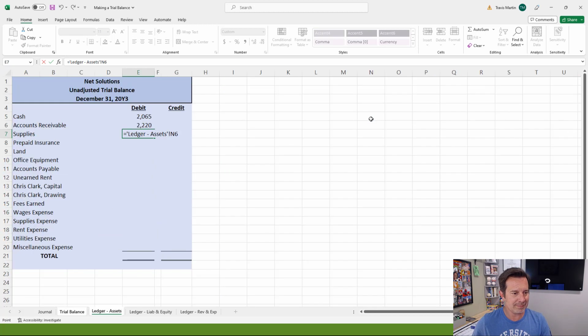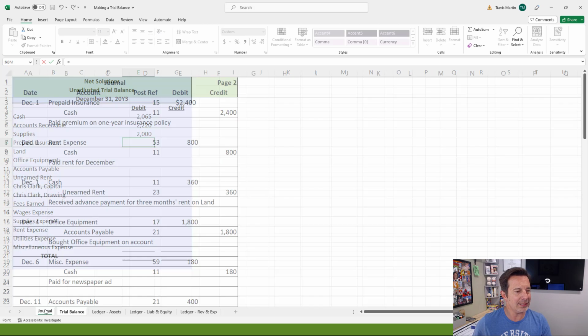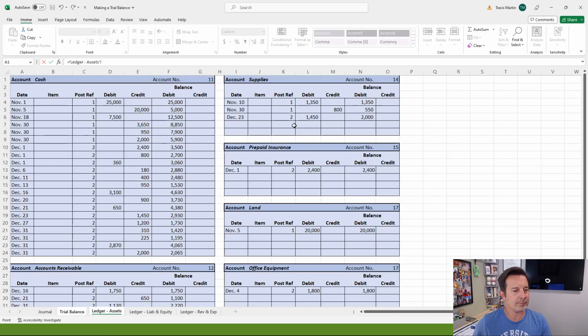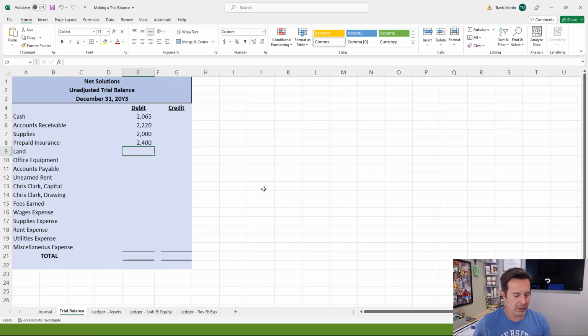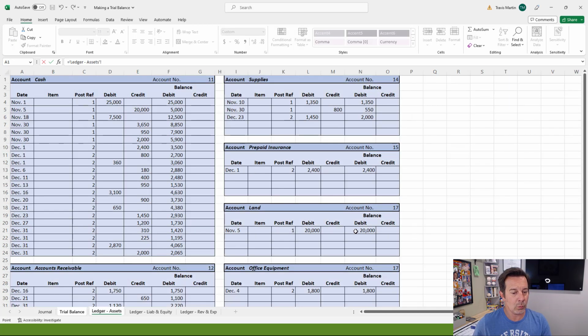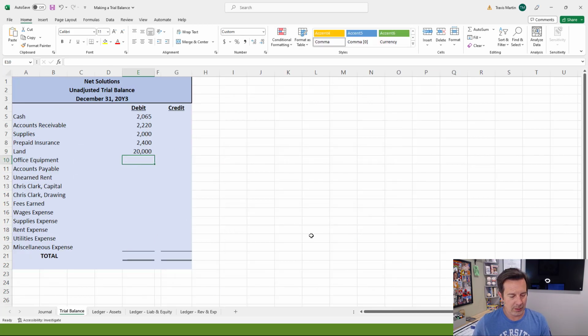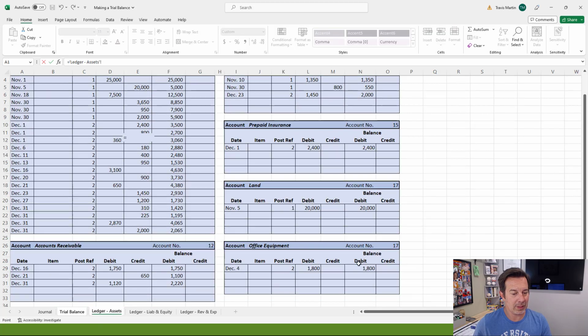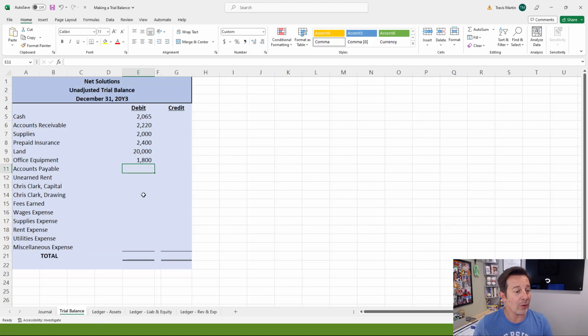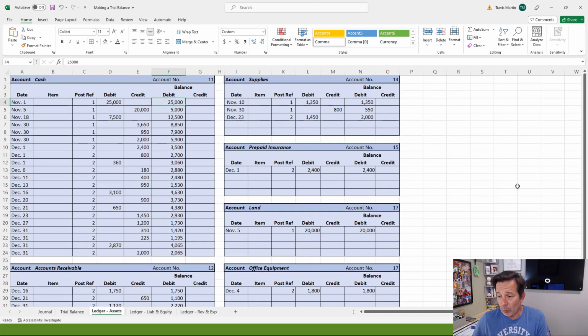Supplies, $2,000. Prepaid insurance, $2,400. Land, $20,000. Office equipment, $1,800. So, all of those will have debit balances because they are asset accounts. Assets have a normal debit balance, meaning they go up on the debit side. Now, again, if something went wonky or something was wrong and I had a balance on the credit side, I would have made sure to put it down as a credit.